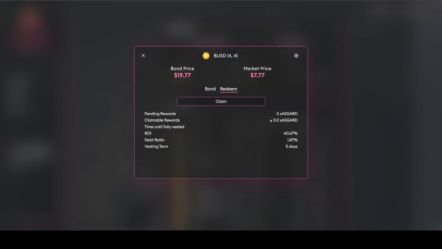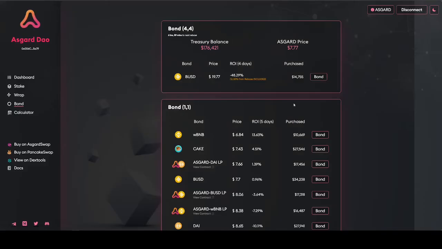Again, you can come over here and then claim your S Asgard tokens, but remember that the rebase rewards are occurring during that period of time because it's paid out in S Asgard as opposed to Asgard. Hopefully that makes sense and helps you clear up what the difference is between 1-1 bonds and what 4-4 bonds are and how to process each of those transactions accordingly.